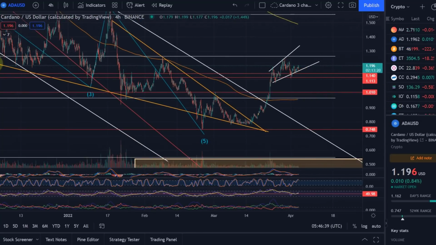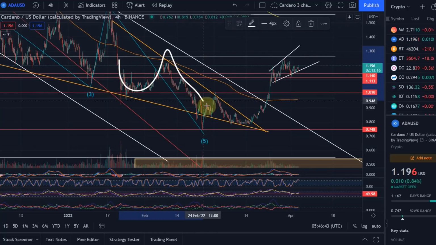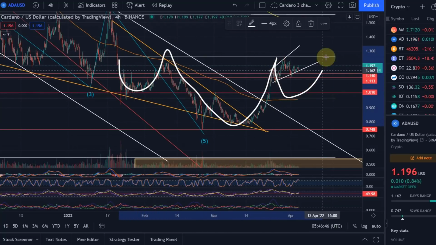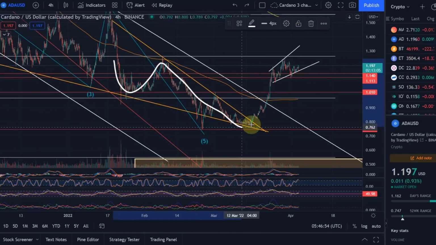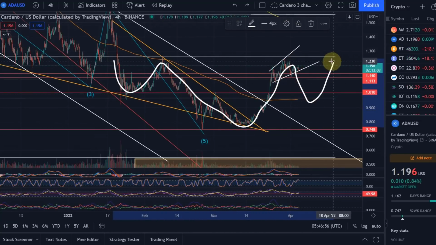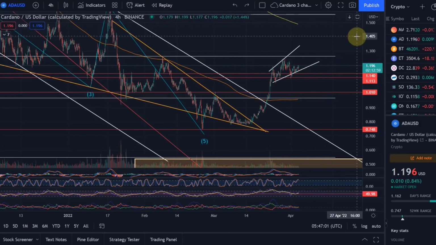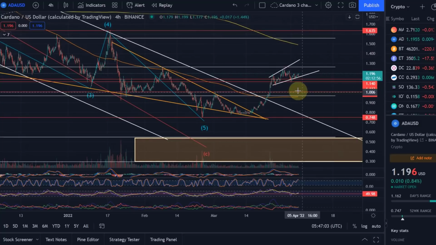And then what we could do is form here an inverse head and shoulders, which is a larger reversal pattern, where the price could then find resistance here again at 1.26, and that would be the neckline of that inverse head and shoulders. Bit of an ugly one, and then break out to the upside. So we've got a few bullish reversal patterns here.